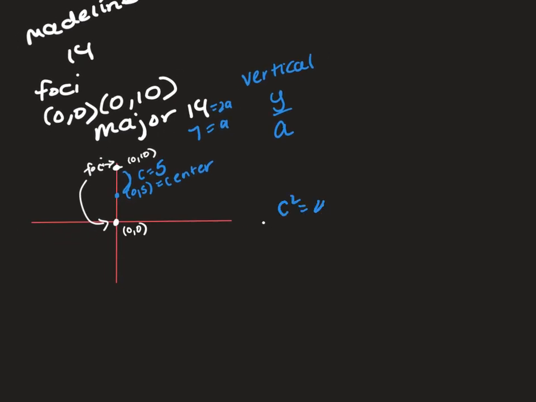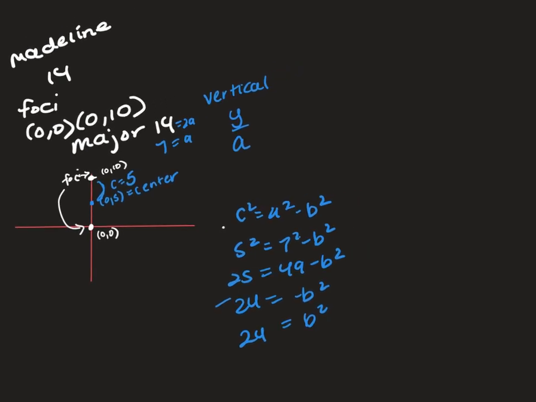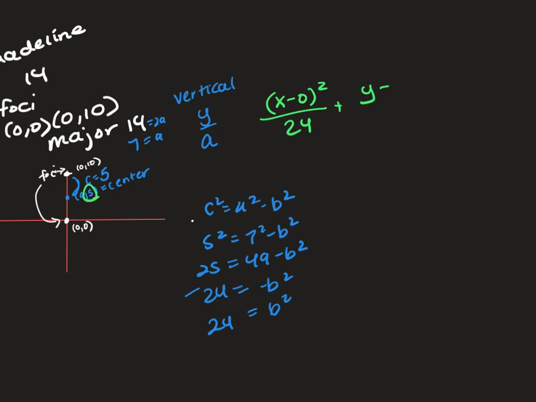So C squared equals a squared minus b squared. 5 squared equals 7 squared minus b squared, 25, 49. Negative 24 equals negative b squared, so b squared equals 24. So then my center x minus the h, which is 0, squared, would go over the b squared, which is 24, plus y minus the k, which was 5, squared, over a squared. A is 7, so this is 49. And then this just needs to be x squared, sorry.